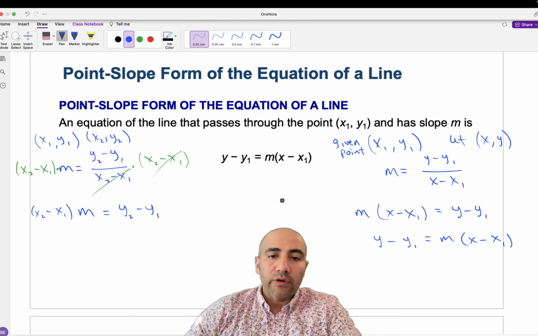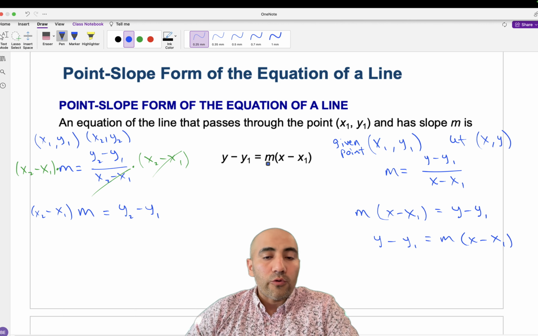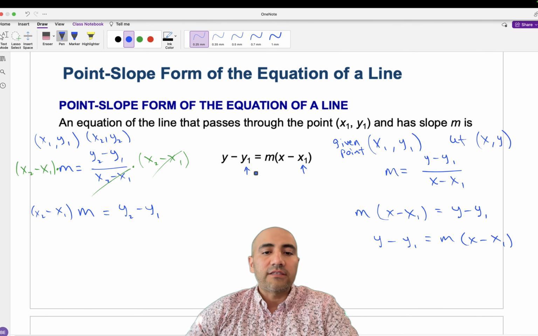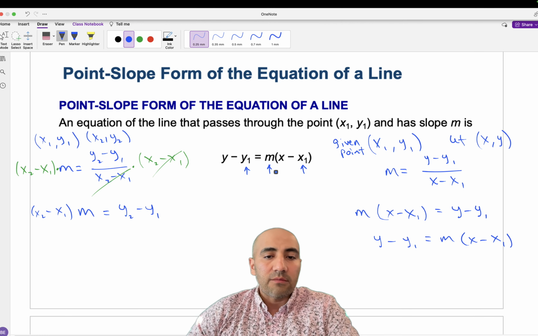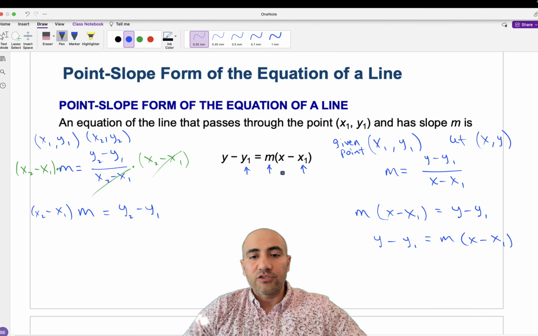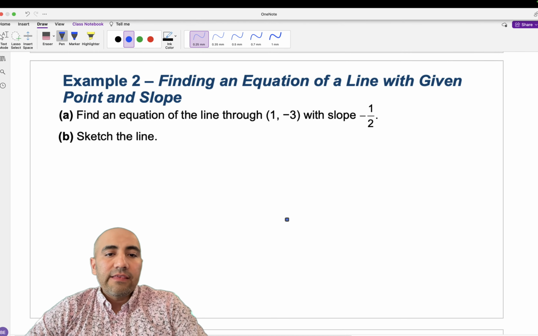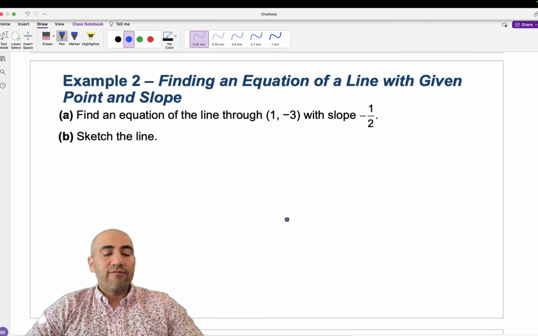And its value is in that if you have a case where you're given a point and maybe you already know the slope, then if you know the slope and a point, then you can fill in these values for the point, right? So given this value and this value as a point you know, and slope as something you know, then you can fill them in here and come up with the equation of a line. This is called the point-slope form of the equation of a line. For example, find the equation of a line given a point and slope. So find the equation of a line through point 1 comma negative 3 with slope negative 1/2.